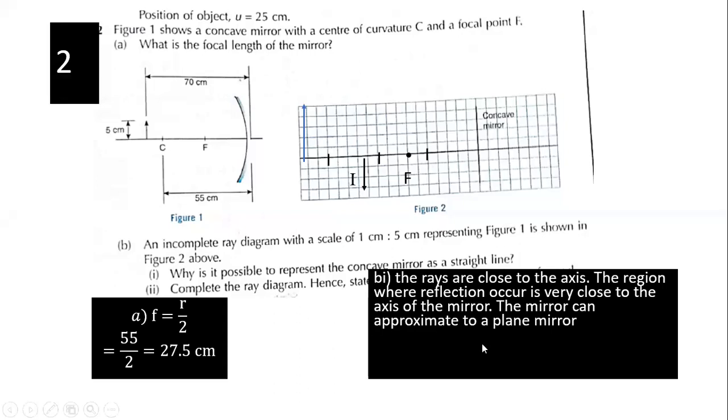The rays are close to the axis. The region where the reflection occurs is very close to the axis of the mirror. The mirror can be approximated to a plane mirror, right? Because the arc is very small compared to the radius. Okay, you should be able to get the answer. That is roughly the answer. Ken?